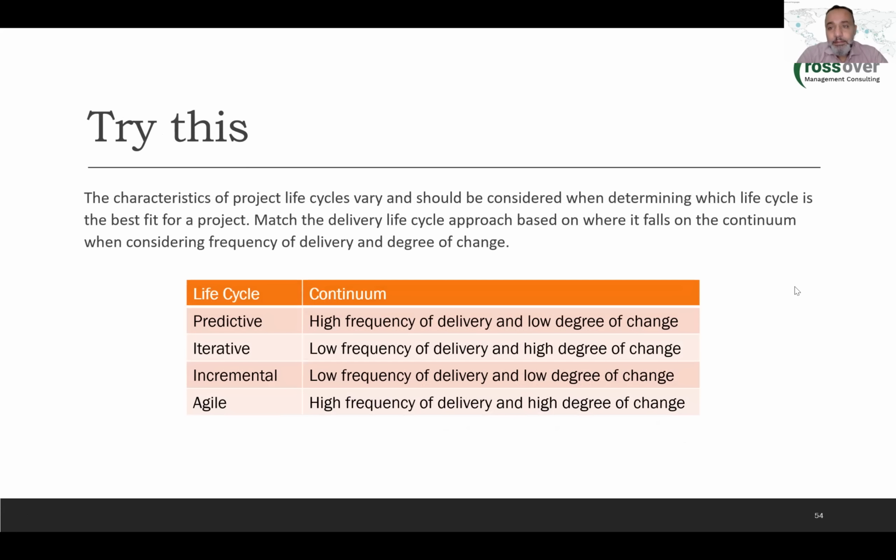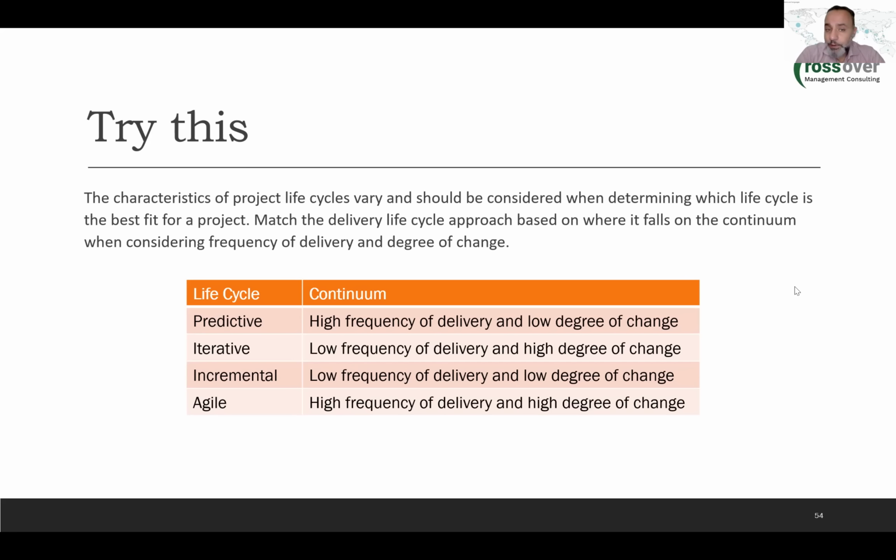Great. Now, let's have some questions and review what we learned so far. The first question states that the characteristics of a project life cycle vary and should be considered when determining which life cycle is the best for a project. So this is a matching question. Match the delivery life cycle approach based on where it falls on the continuum when considering frequency of delivery and degree of change. So we need to match each life cycle development approach with the continuum.